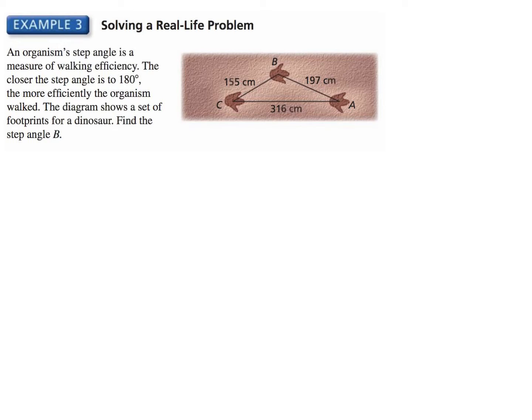Okay, so here's our last example out of the law of cosines pieces. It is a word problem, yes, but they gave you a diagram and you basically all have to solve one piece within it. It says an organism's step angle is a measure of walking efficiency. The closer the step angle is to 180 degrees, the more efficiently the organism walked. The diagram shows the set of footprints for a dinosaur. It says find the step angle B.